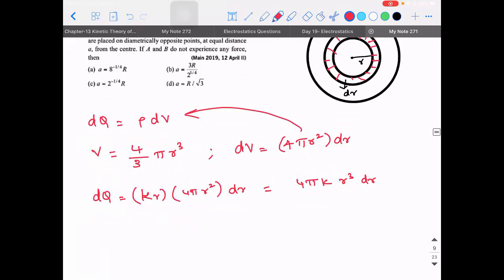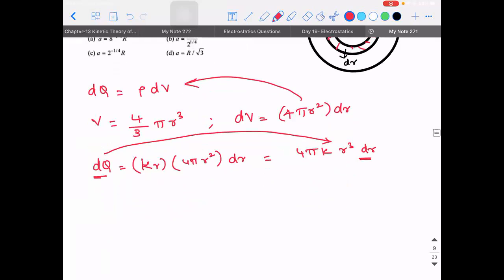Now what I've done is I've converted dq as a function of r. So we have formed a differential equation and we have applied variables separable. The variables are separated. Now the next work that we have is to integrate on both the sides with proper limits: 4 pi k integral of r cube dr. But now you guys tell me the limit.